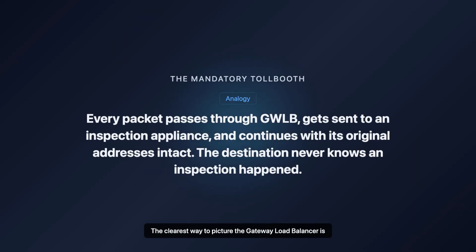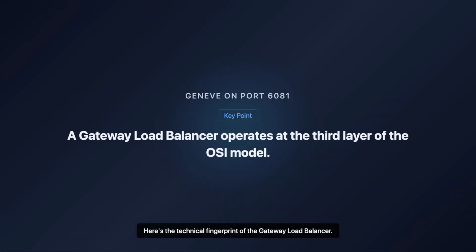The clearest way to picture the gateway load balancer is a mandatory toll booth on a highway. Every car, every IP packet has to pass through no matter where it's headed or what it carries. The toll booth sends each car through an inspection station, one of your security appliances, and if it passes, it continues to its destination with the exact same license plate. The original source and destination addresses are preserved completely. The driver never knows a separate inspection even happened. That transparency is why it's called a bump in the wire. Here's the technical fingerprint of the gateway load balancer. As the doc states, it operates at the third layer of the network model.